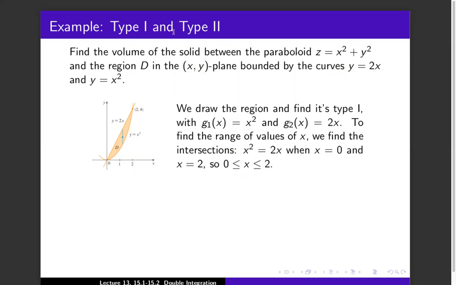So where do they intersect? Well, they intersect when x squared equals 2x, and that's going to happen when either x is 0 or x is 2. So our x range is from 0 to 2. Meanwhile, we also have y going from x squared to 2x.